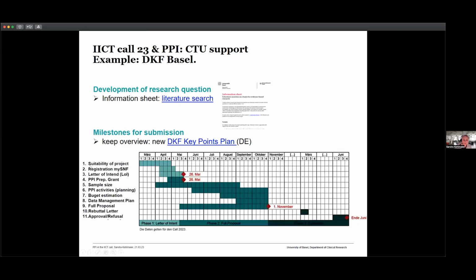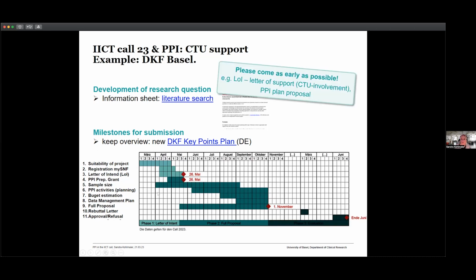So you have from checking whether your project is suitable for the SNF IICT call over to submission of the letter of intent, doing the PPI activities for the planning phase, until full proposal and also rebuttal letter, until you hopefully have your approval. We have this plan, and it's not only this plan, but it's a lot of information to all of these 11 points here with additional help. So it might be helpful for you.